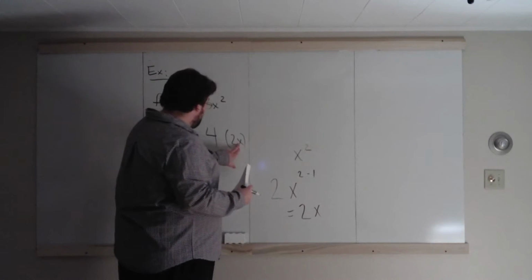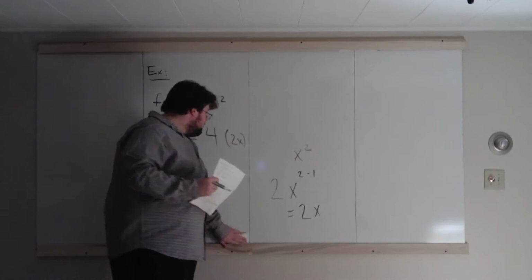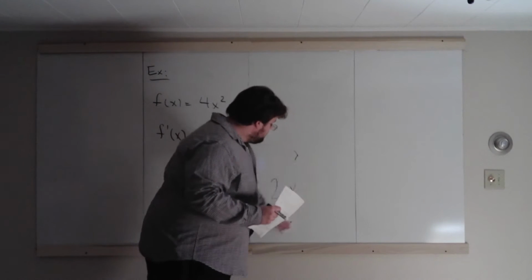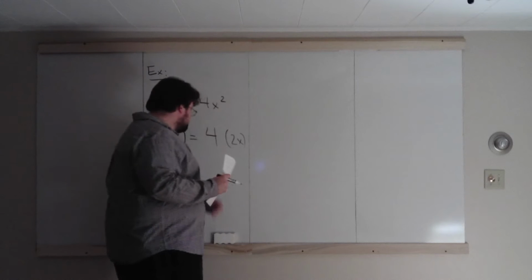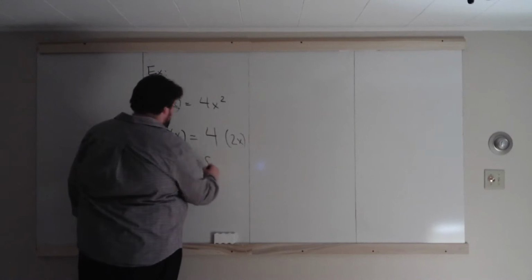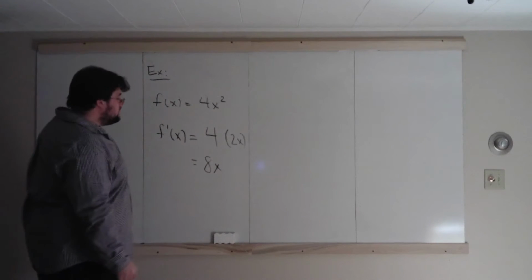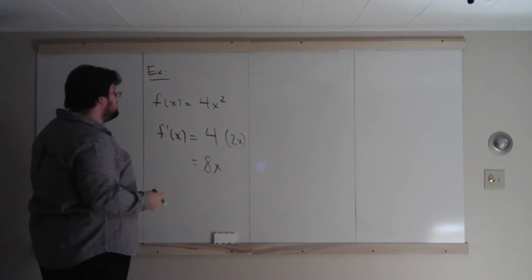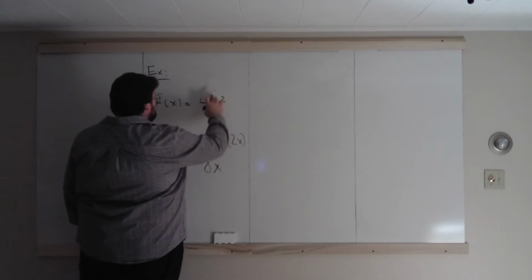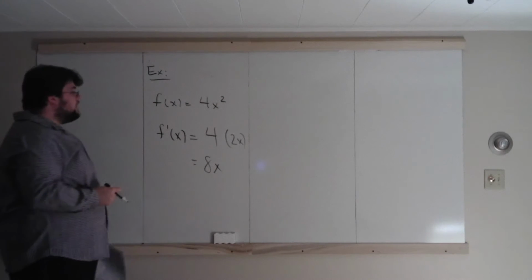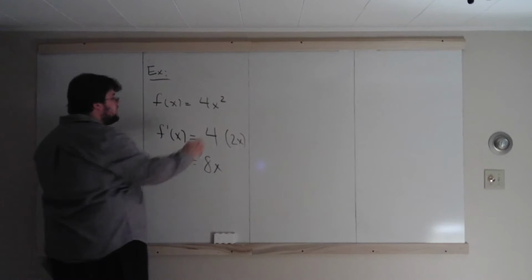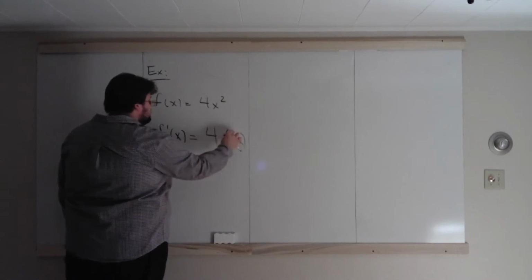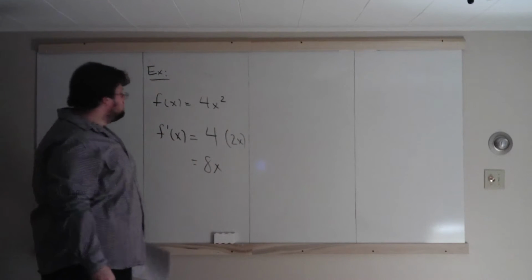So here, we have the derivative is 4 times 2x, which we can just write as 8x. So how did we do this? Well, we left the 4 alone using rule 3, and then we took the derivative of x squared using the power rule, and we got 2x. So we left the constant alone, derivative of x squared is 2x, and then we just combined the 4 and the 2.